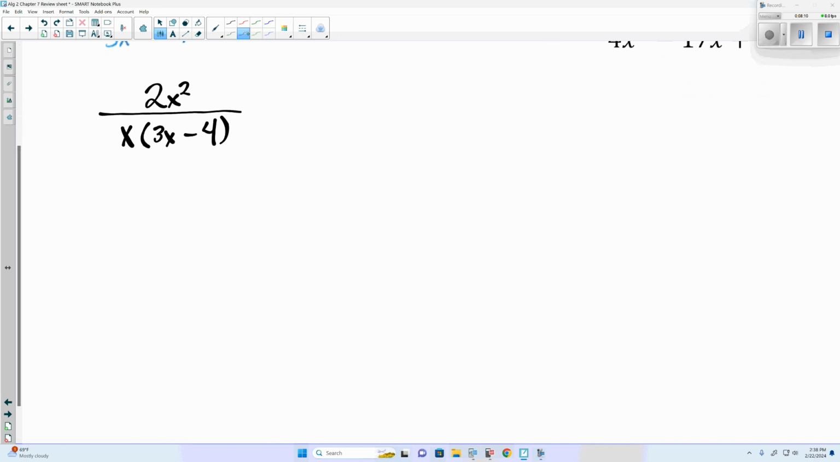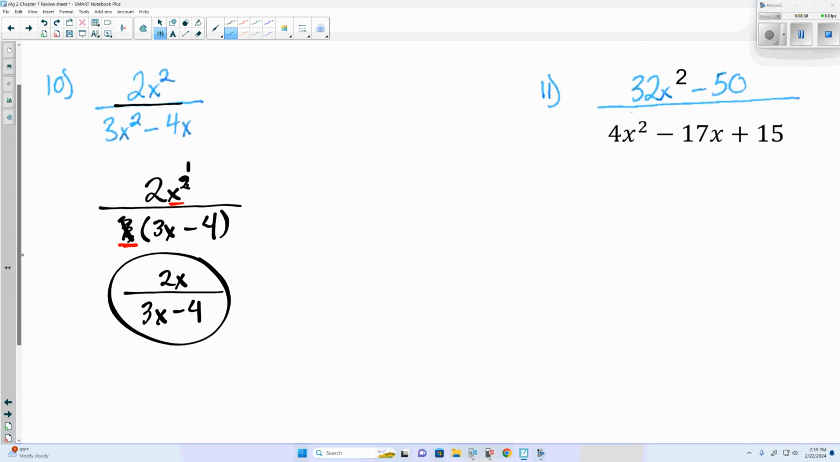And we have this here. Now is there anything in common on top and bottom? X and our x squared. And that would reduce, and our 1x is gone on bottom. And we only have 1 left on top, leaving us with 2x over 3x minus 4. That's it. Questions on this here? Questions on any of this so far?